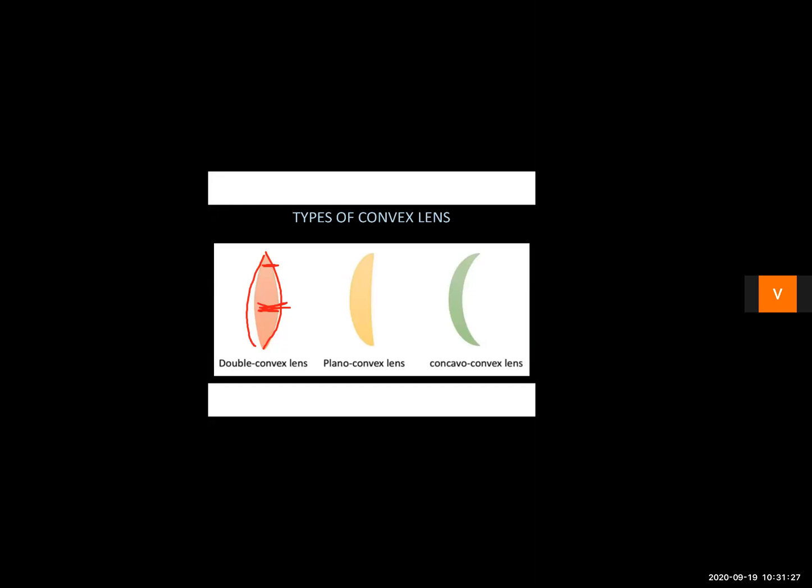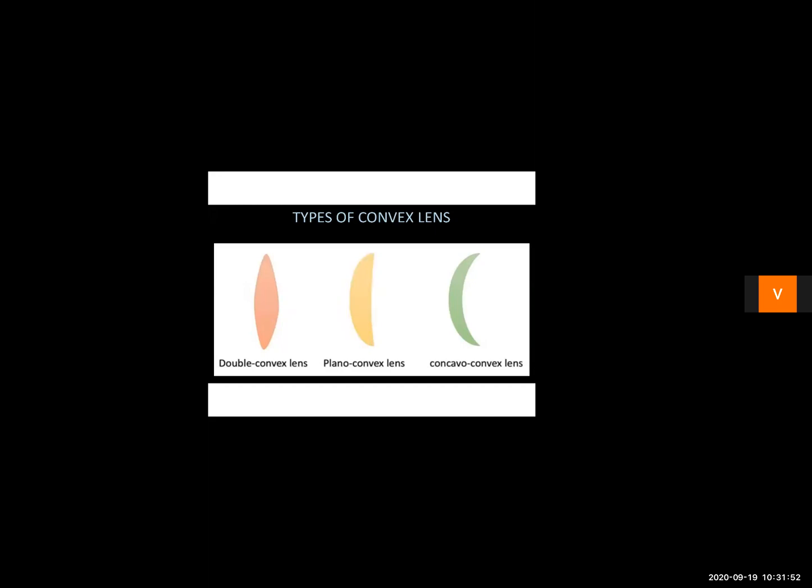Now, if you see the second diagram, you will see that one surface is spherical, and the surface is such that in the middle it is thick as compared to the edges, and at the edges it is thin. So it is a convex lens, yes. But the other surface is plane. So this is your plano-convex lens. This is a type of convex lens.